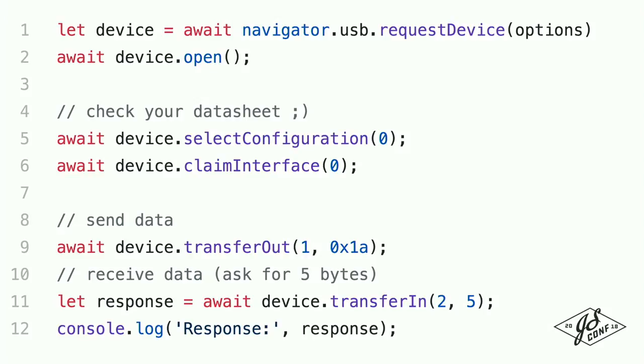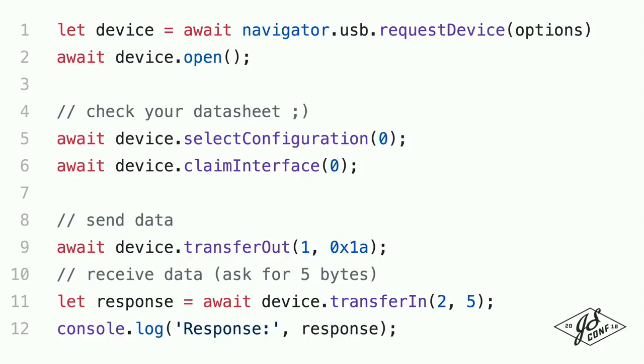Some of the same code is at the top. We request the device, we open the device. Once it is confirmed to be open, we use the data sheets for our devices, which is a really cool thing to learn about, to select the right configuration we want and to claim the right interface. The interface has to do with the endpoints where we want to communicate in and out. Devices can have several different interfaces, so again, you can check your data sheet to find out which one you need.